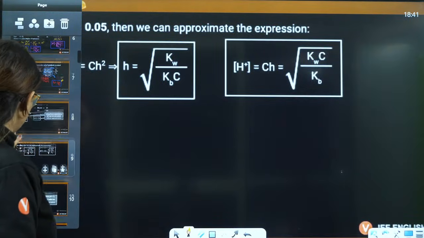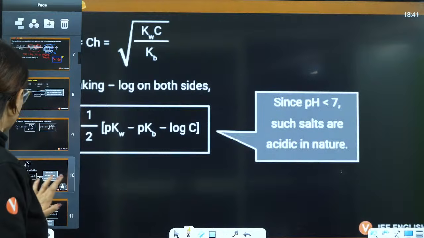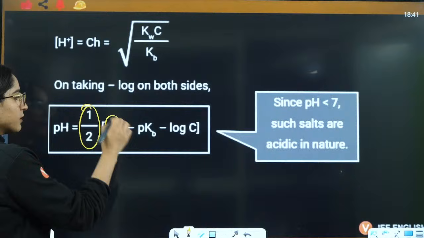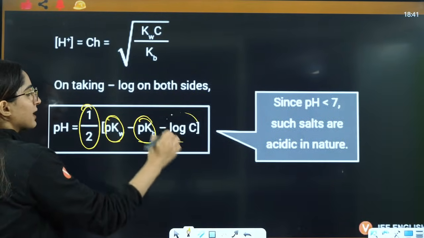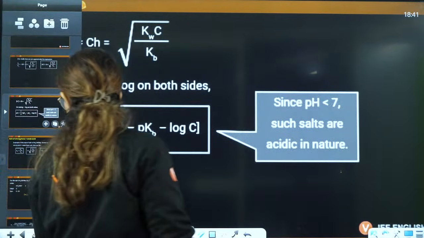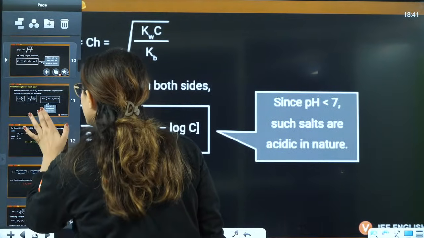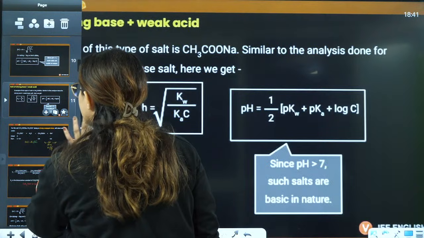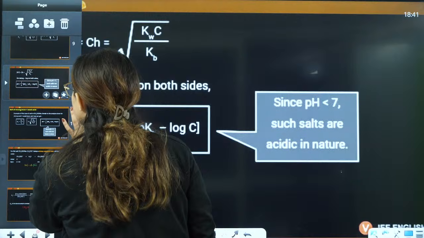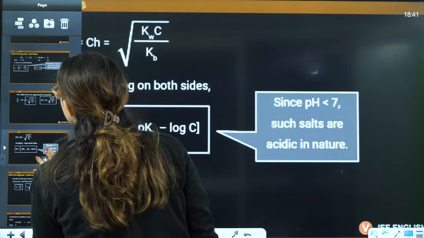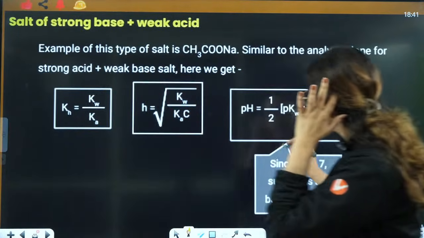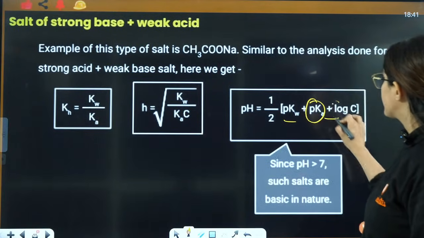Strong acid and weak base. And this is the pH: half of pKw minus pKb minus log C. And what's the problem that students do? They learn this formula, then they learn this formula differently. Wait a minute, this is for weak base, na? Then they learn this formula differently, that here it is plus, here it is plus.